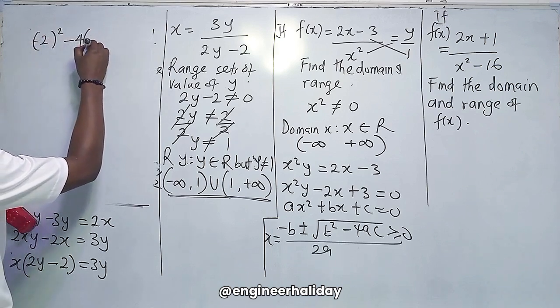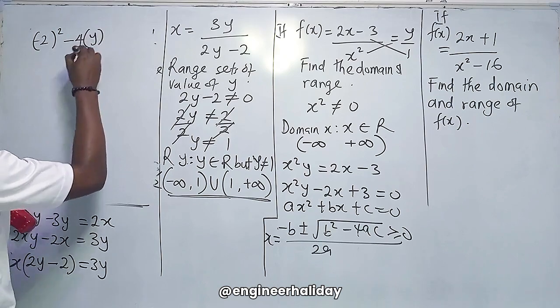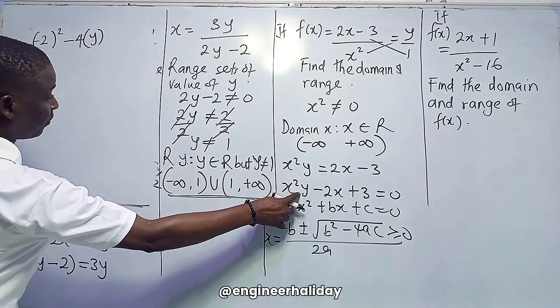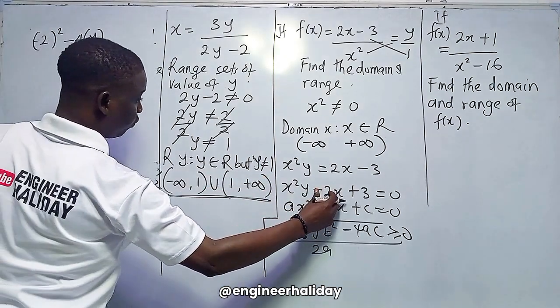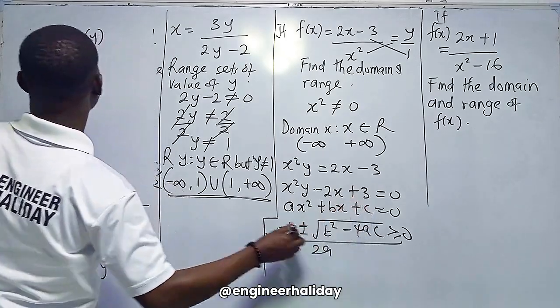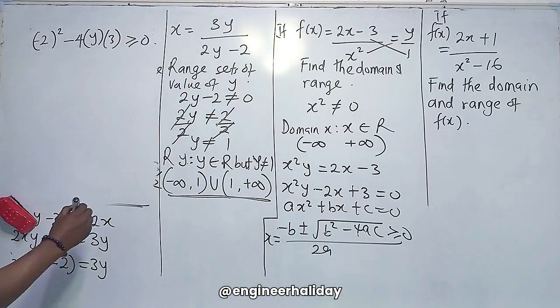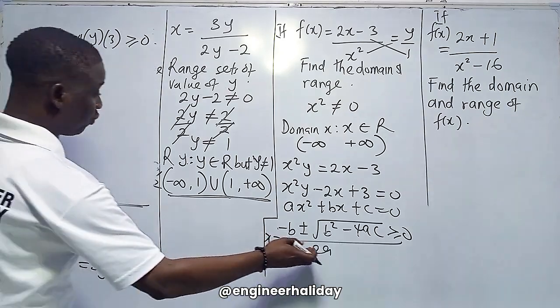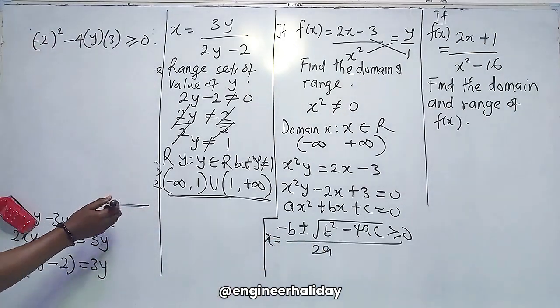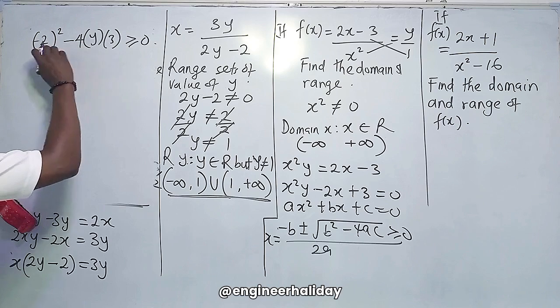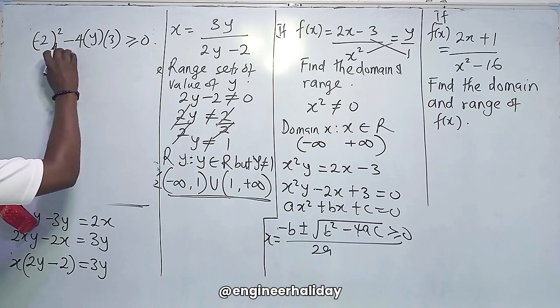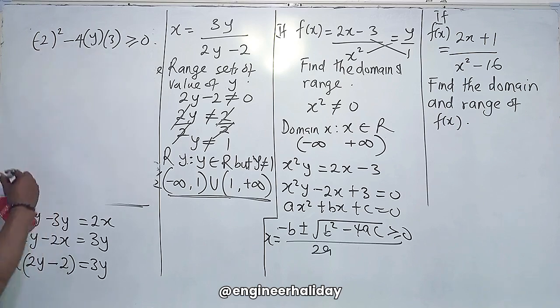What is our a? a is y, and b is minus 2, then c is 3. So this must be greater than or equal to 0, because we don't concentrate on the denominator. I told you before earlier. So this is what we are going to solve. Any value of y we get here, we validate our range.